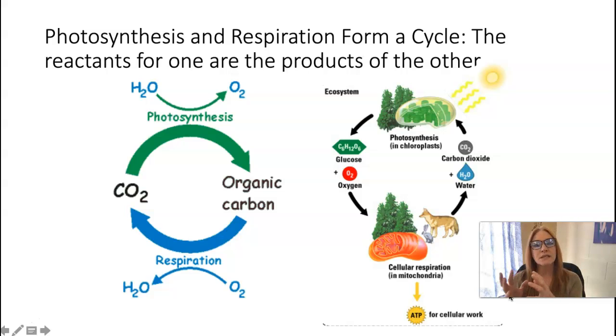So what is needed to do photosynthesis, which is carbon dioxide and water, those are the waste products in cellular respiration, in aerobic respiration. So these two processes in cellular energy are bound together, and they feed each other, and they create a balance of energy and matter in a biological system. Generally, we can call that an ecosystem.